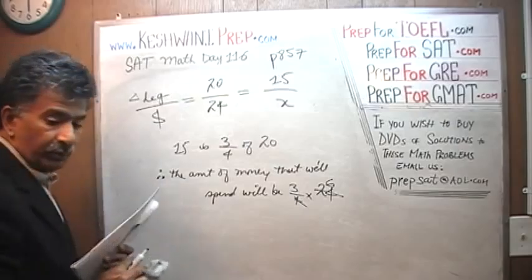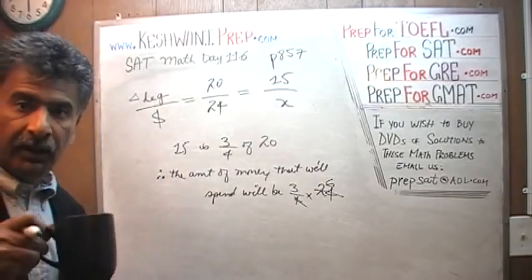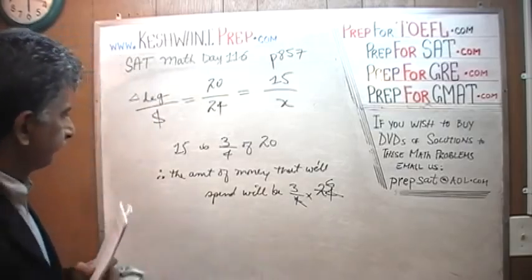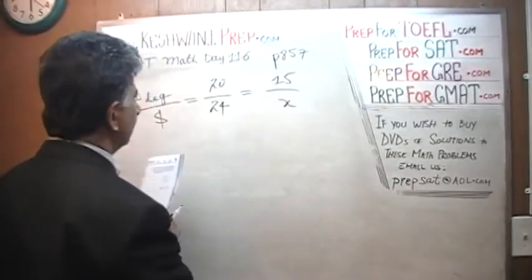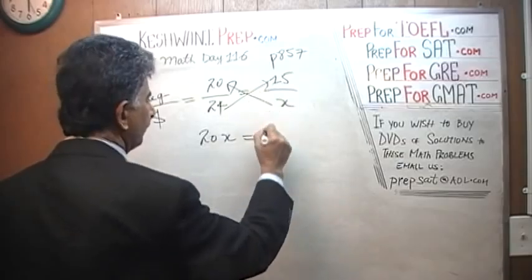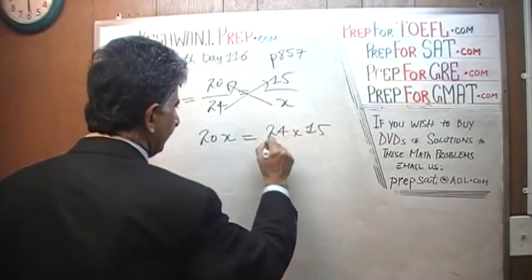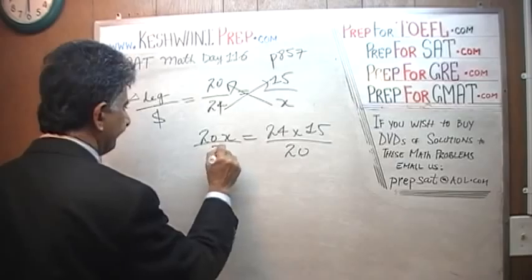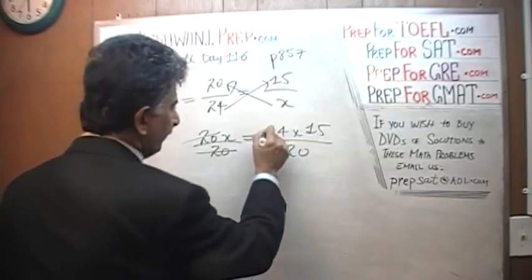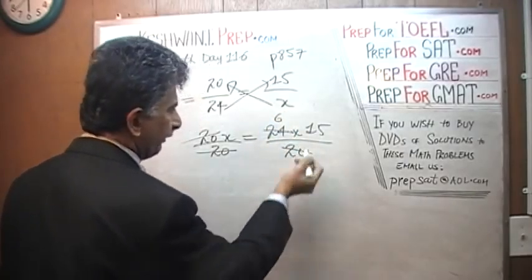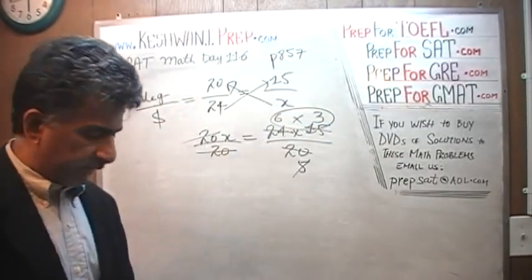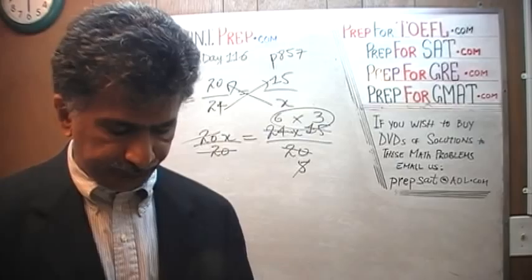Another way is to cross multiply and solve for x. Let's go ahead and do it. Cross multiply, so we get 20 times x equals 24 times 15. Divide both sides by 20. 20 drops out, and x equals this quantity. Divide top and bottom by 4, so this gets 6 and we get a 5 here. Divide top and bottom by 5 and the 15 becomes 3. Voila. 6 times 3 or $18. The answer is B.